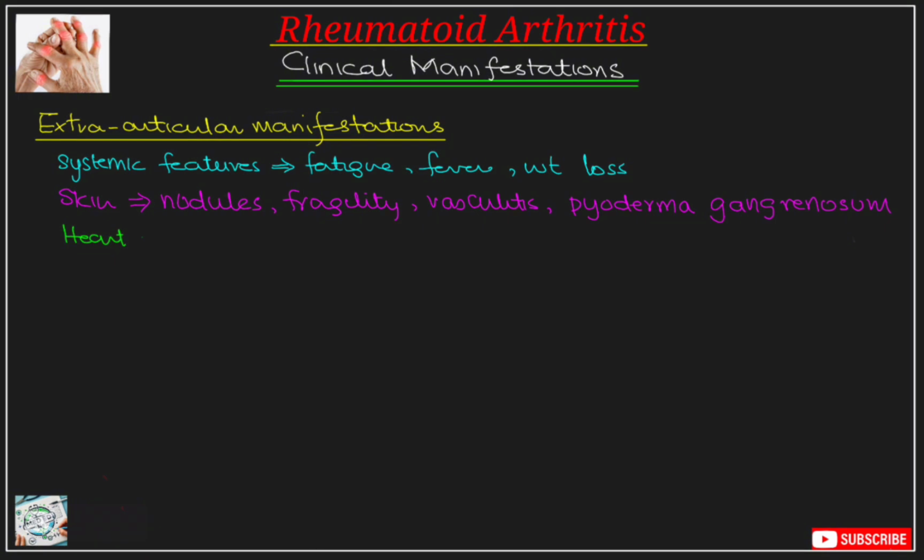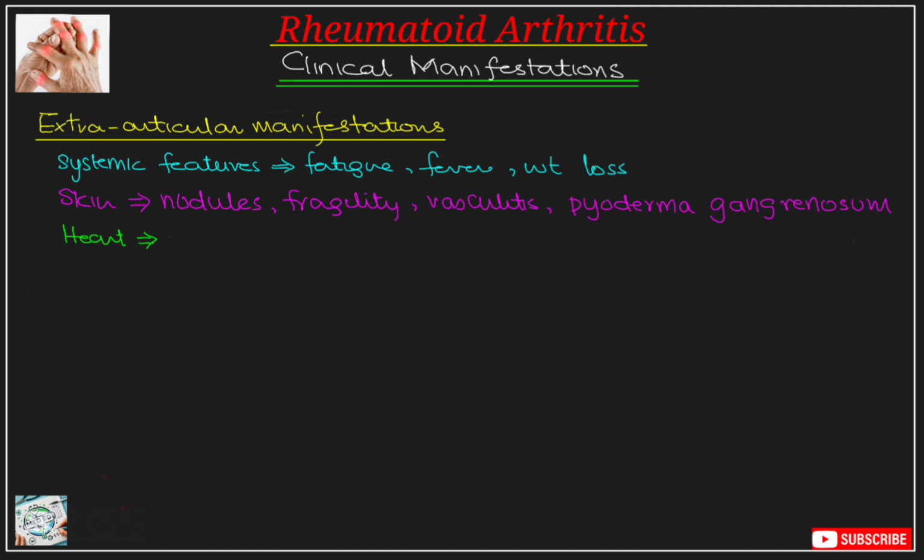Now moving on to the cardiovascular system, rheumatoid arthritis significantly increases the risk of coronary artery disease and heart failure. Chronic inflammation accelerates atherosclerosis, meaning the plaques develop faster in the arteries, increasing the risk of heart attacks and strokes. When you add in factors like obesity, smoking, steroid use, and sedentary lifestyle, the risk multiplies.